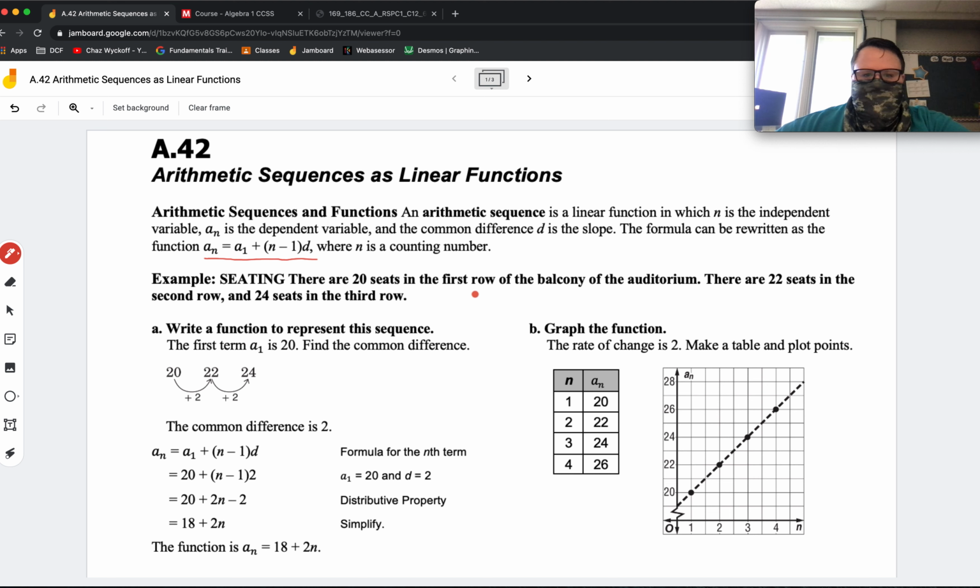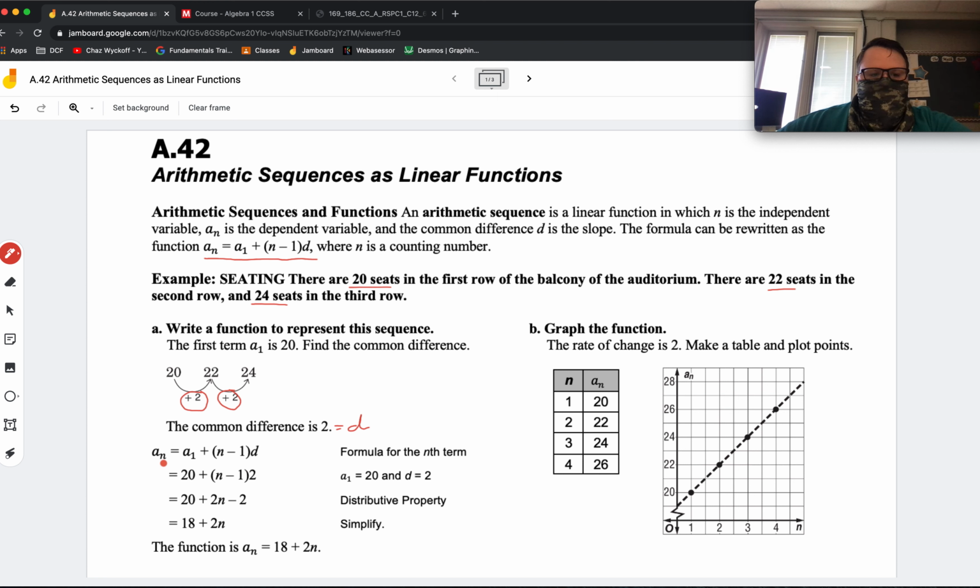There are 20 seats in the first row of the balcony of the auditorium. There are 22 seats in the second row and 24 seats in the third row. So the first thing we want to do is write this out in order. So 20, 22, 24. The first term, a sub 1, is 20, and then we're going to find the common difference. So we're adding 2 to each one. So the common difference, d, is 2.